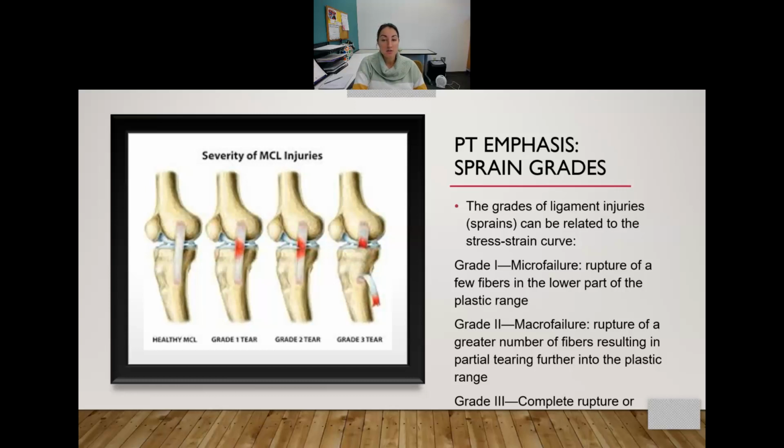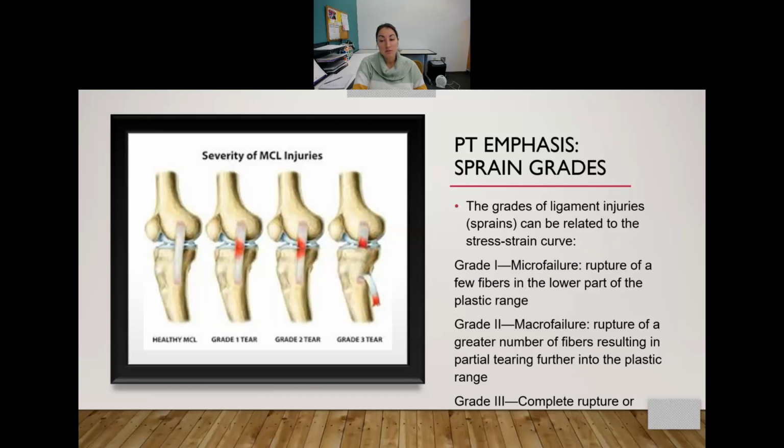Grade 1 is a micro failure. So just a few fibers are typically ruptured, and it's in the lower part of the plastic range, just beginning to be in that plastic range. Grade 2 is macro failure. There's a larger number of fibers that are ruptured, and it creates more of a partial tear. So this is a true injury.